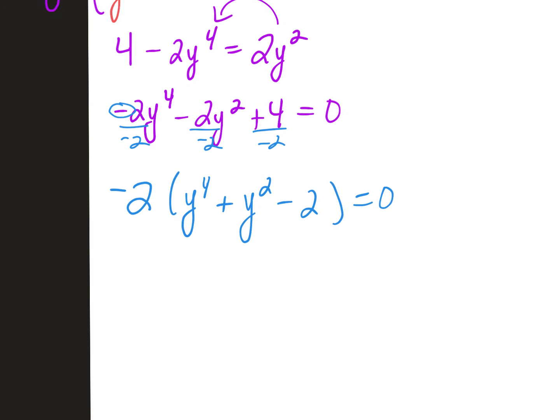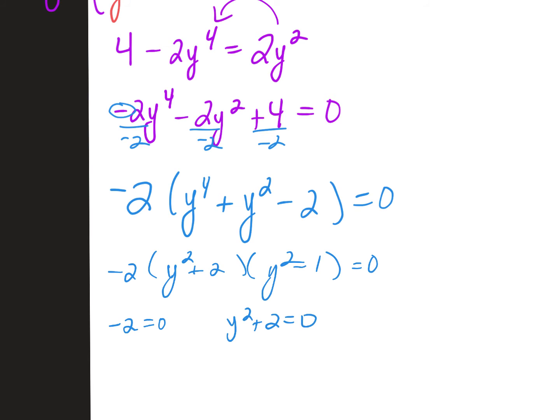So we can factor a little more here. You have negative 2. What times what gives you y to the fourth? Y squared. Perfect. And then what times what is going to give me a negative 2 when I multiply, but a positive 1 when I add? Plus 2 minus 1. Perfect. So now we're going to set each little piece equal to 0. So negative 2 equals 0. Y squared plus 2 equals 0. Y squared minus 1 equals 0.